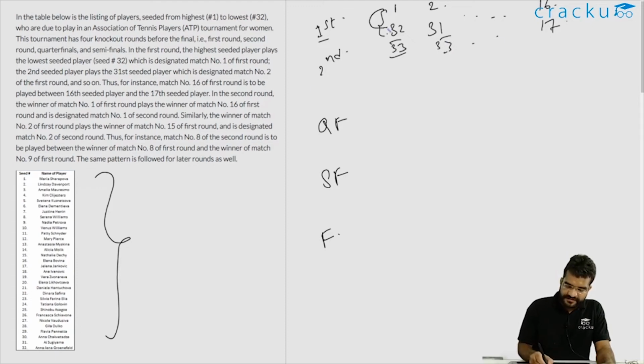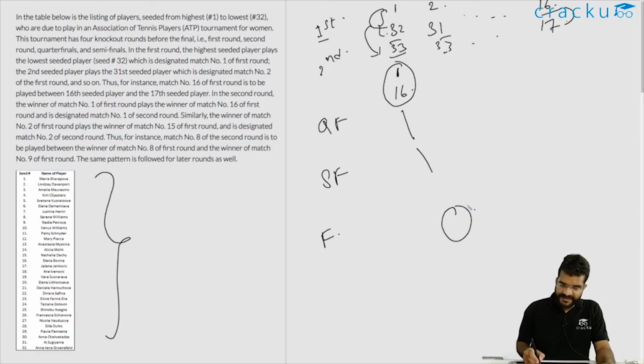Similarly, the winner of the first match, that is match 1, say the first seed wins the match, and the winner of the 16th match, say seed 16 wins the match in the first round. So both of them compete against each other in the second round, and this match is called match number 1 in second round. This will continue even in quarterfinals, semifinals, and the winner is finally decided by who wins the final. This is the information that is given. Now let us try and solve the questions that follow.